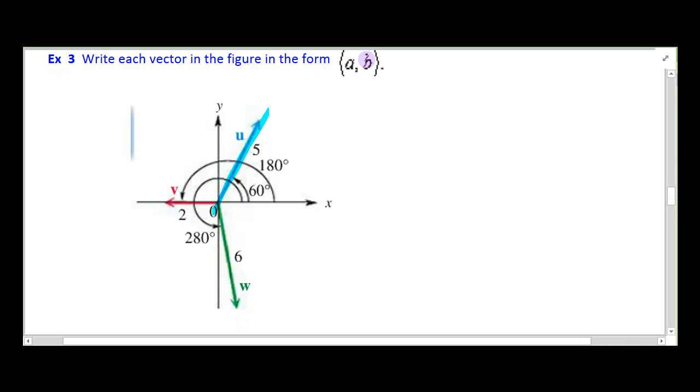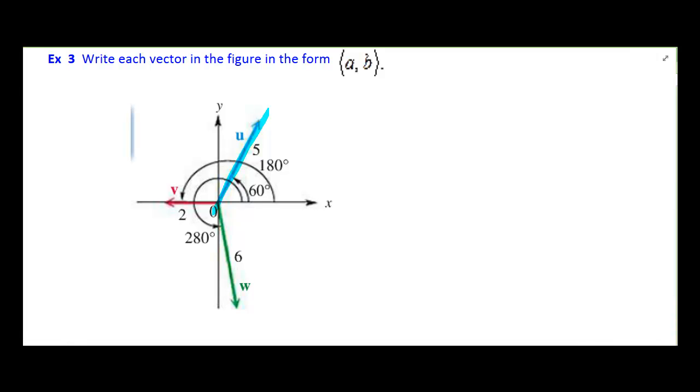Let's say I have this figure down here, and I want to know the horizontal and vertical components for the vector u. Okay, so we're looking at the vector u. I can see from this drawing down here that the vector u has a magnitude of 5 and a direction of 60 degrees. So I have a magnitude of 5 with a direction of 60 degrees.